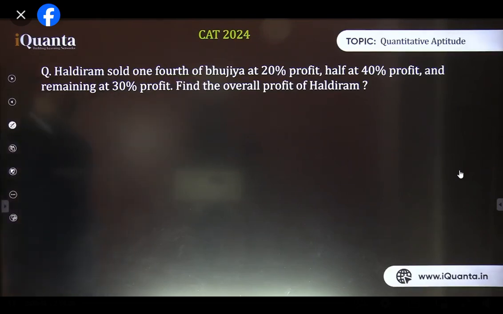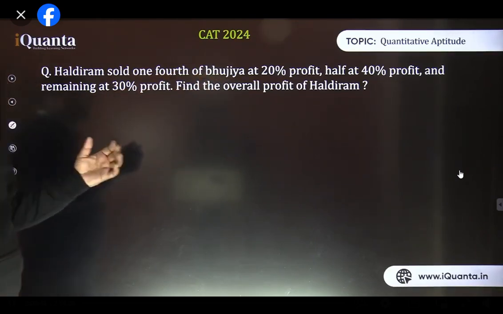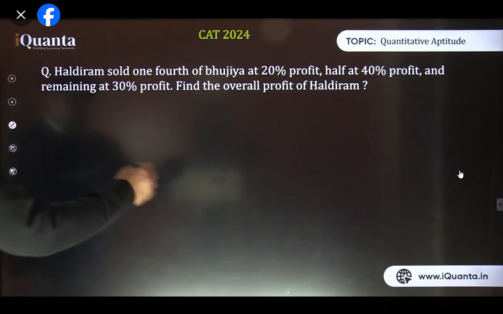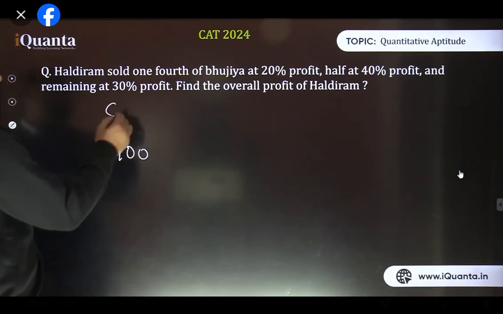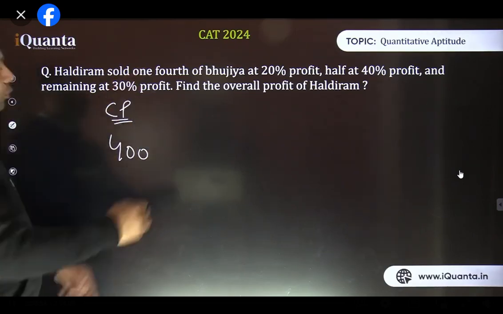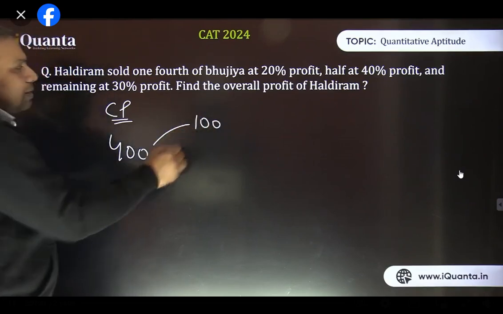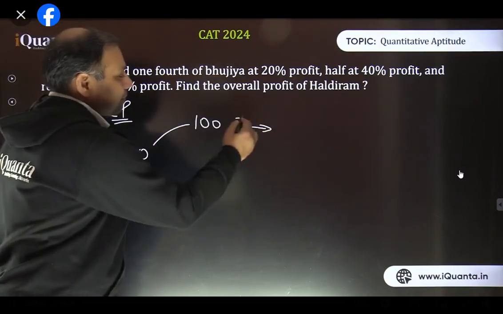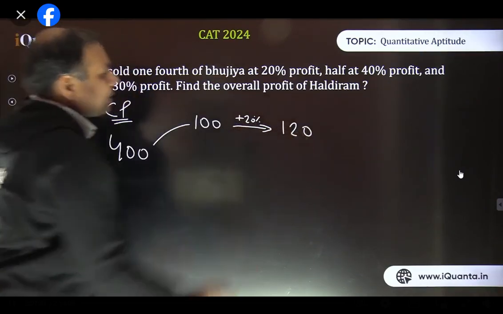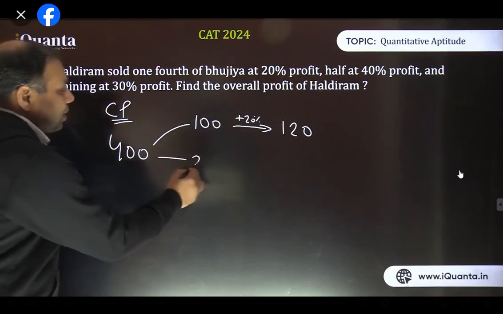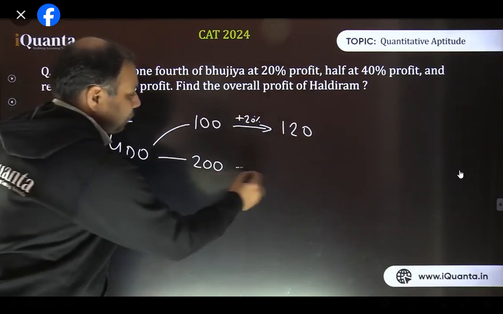Okay. So 1/4 and half. So again, cost price I would prefer to take to be a multiple of 4, right? Let's take it 400 this time. If 400 was the total cost price, then 1/4 of the bhujia, worth rupees 100, has been sold at 20% profit. That is for 120.